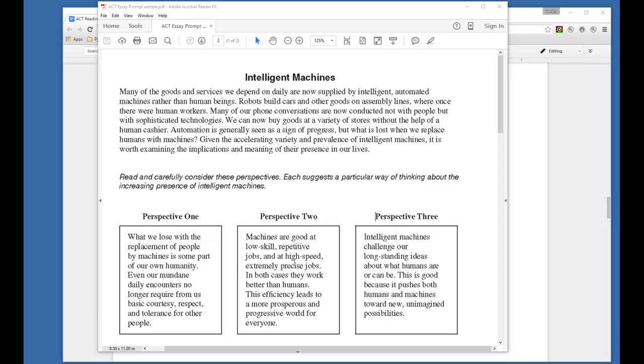Anybody else? Okay. All right. Perspective number one. Anybody else?